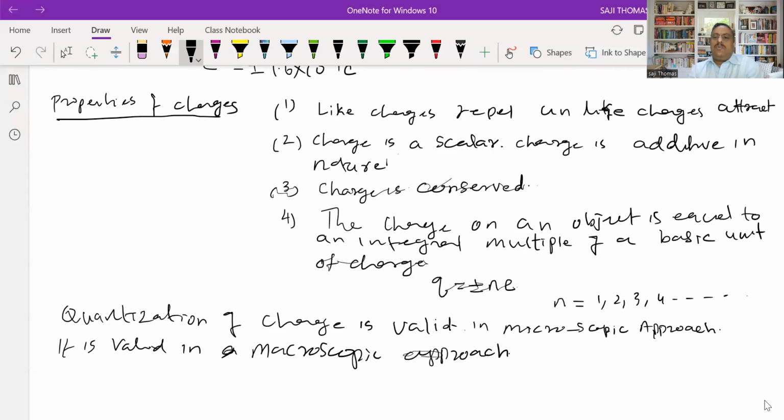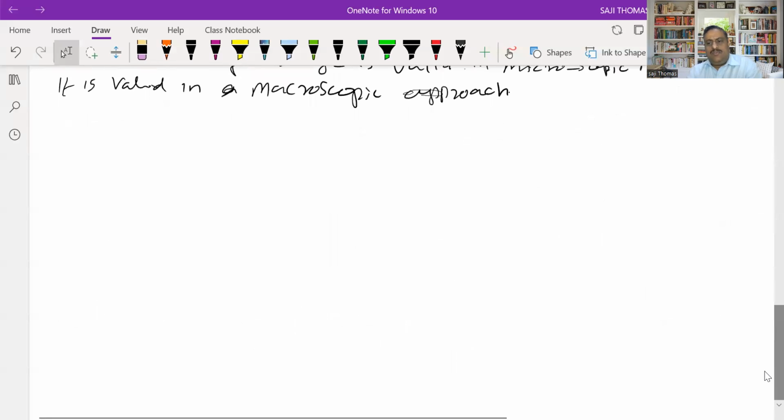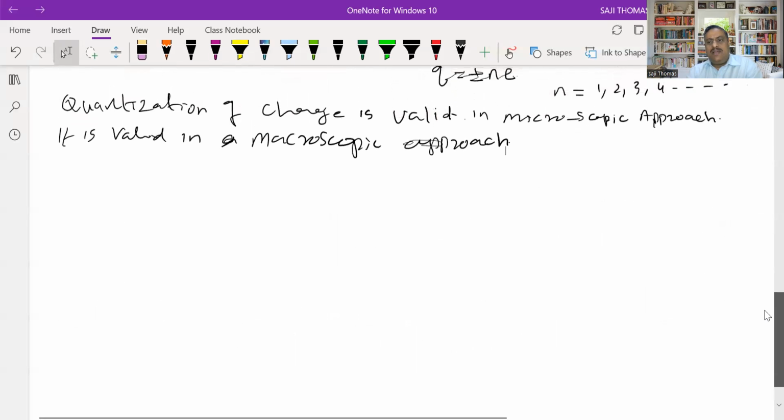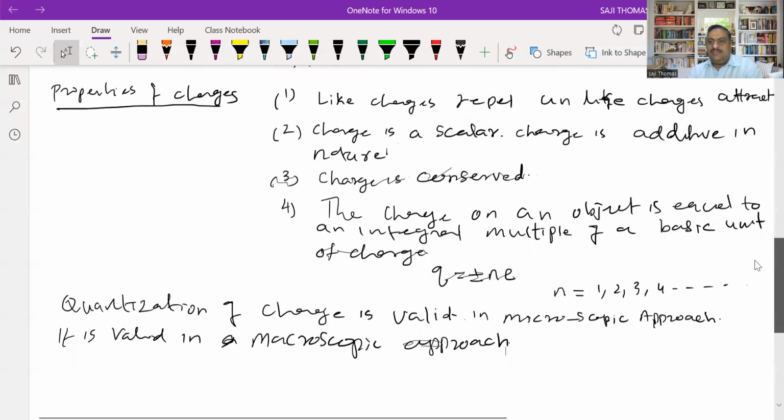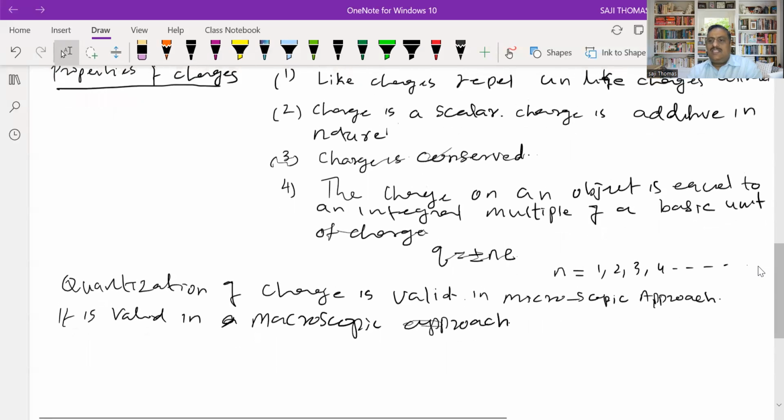Okay. These are the properties of charges. Now, I told you the SI unit of charge is coulomb. Okay. So these are the properties of charges. Now, we can charge an object. There are some methods for charging. First one is charging by friction. Charging by friction.